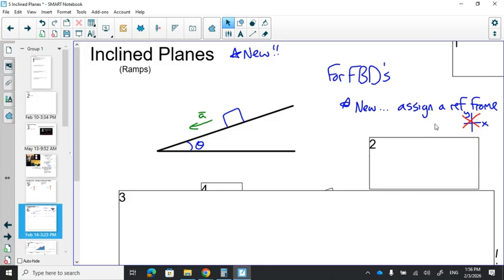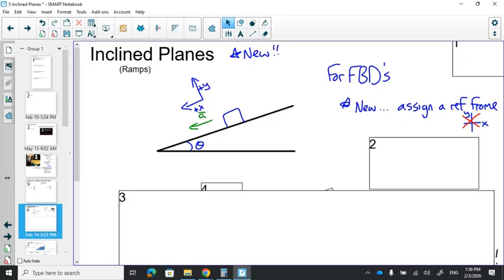The new thing for this, which I've mentioned earlier in the course, is that you assign a reference frame in a little bit of a different way than normal. The best way is to assign a reference frame so the direction the acceleration is in is your x direction, your positive x direction. And then the y direction is always going to be perpendicular to that. So your positive x and your positive y. I don't normally put the positives in there, but that's your direction system.